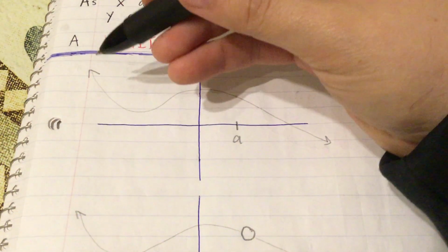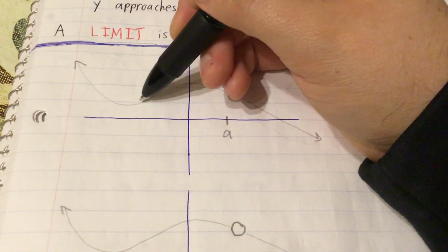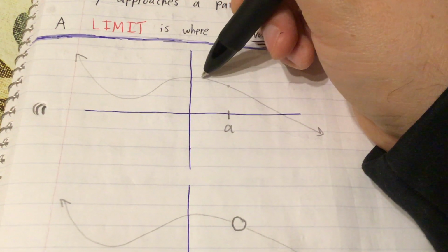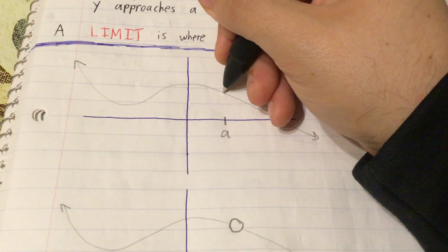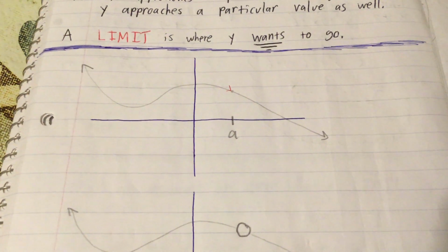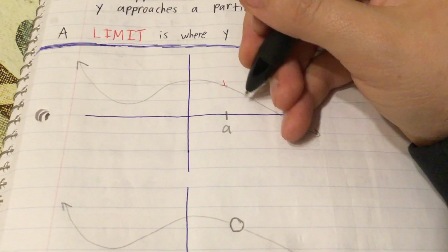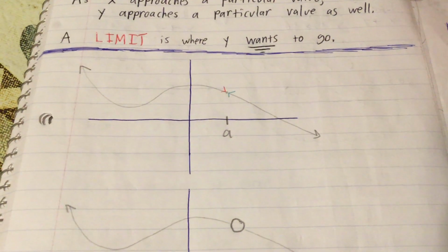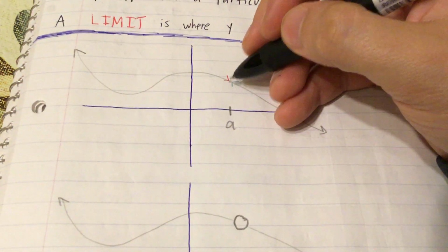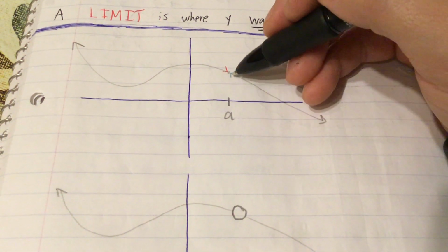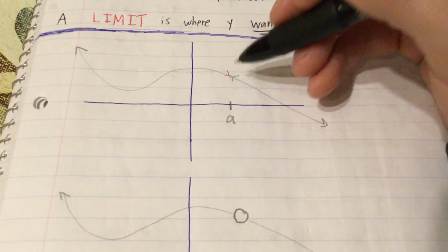In other words, I'm going to get my red direction. I want to approach x equals a from the left side. There we go, right there. And I'm going to approach x equals a from the right side. So I'm going to take both a left-hand limit and a right-hand limit and hope that I meet somewhere. So in this case, the limit as x approaches a is at that point over here.